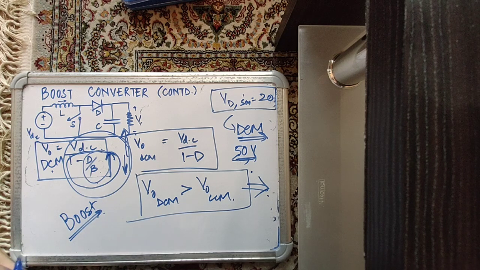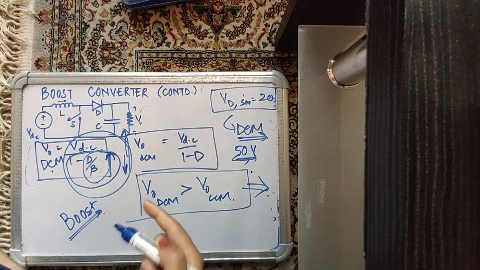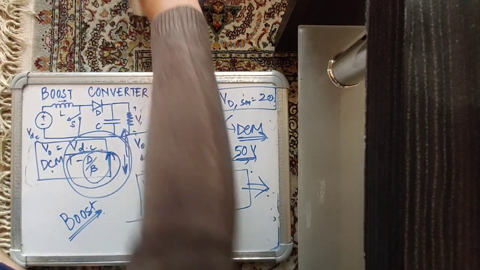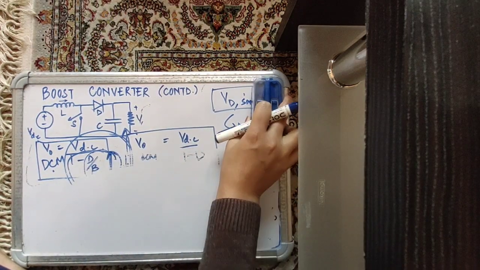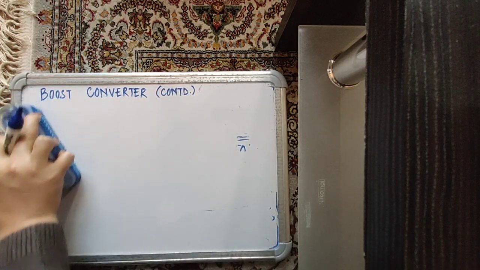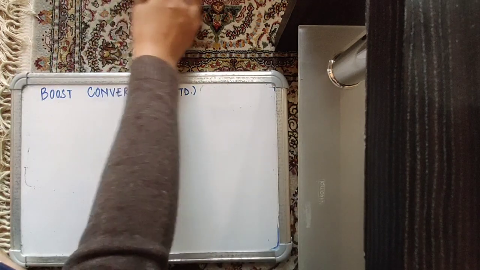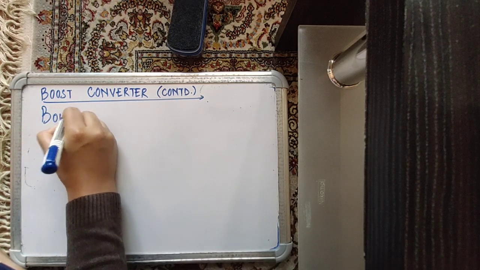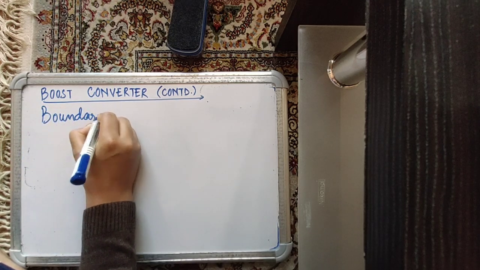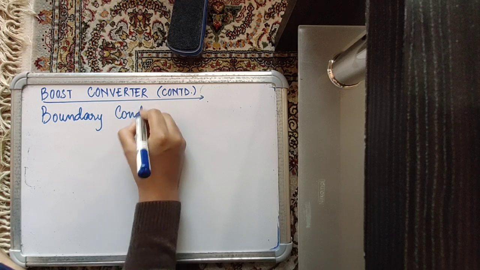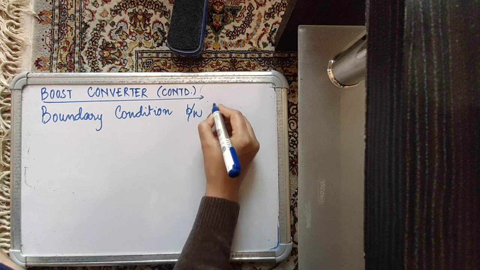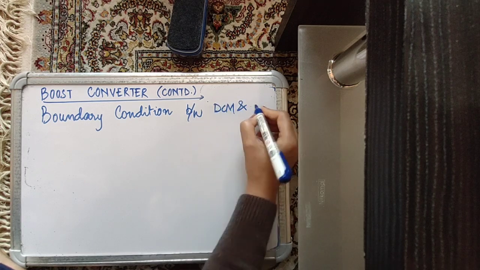So for that, you need to know what factors lead you into DCM, and you have to ensure that you do not go into discontinuous conduction mode. Now what factors lead you into that? That is the boundary condition between DCM and CCM. So let's move to the boundary condition between DCM and CCM.